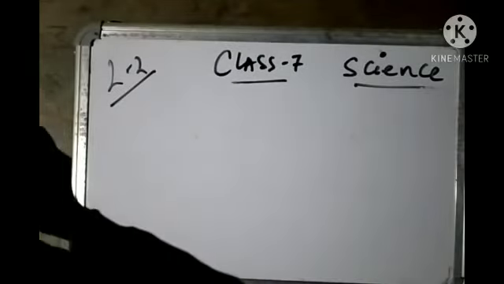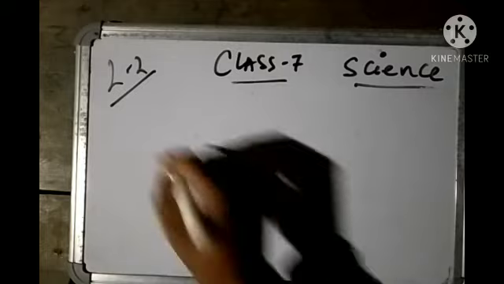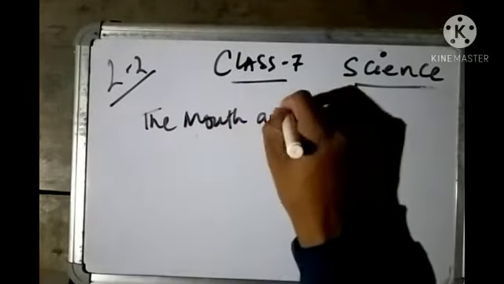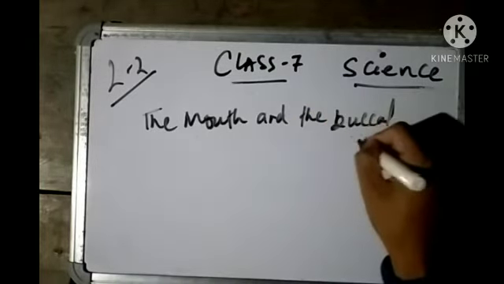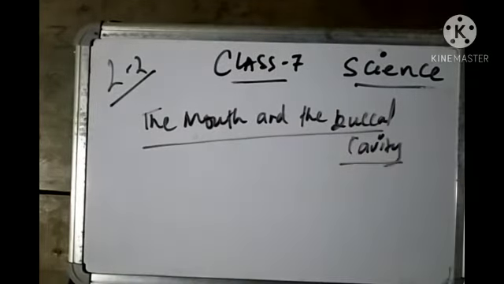So let's start with the digestive process of humans. It starts from the buccal cavity. You will find the topic on page number 12: the mouth and the buccal cavity. The digestion in humans starts from the mouth and the buccal cavity. Food is taken into the body through the mouth.